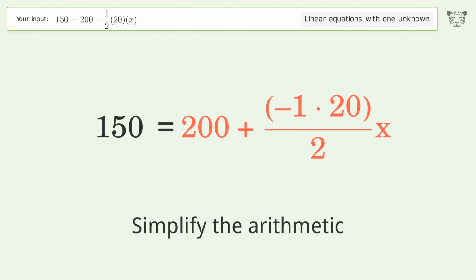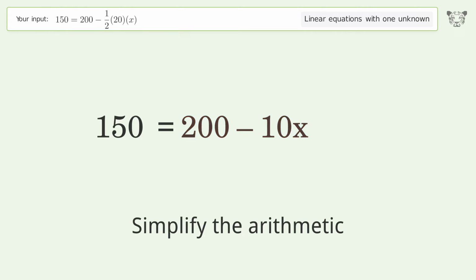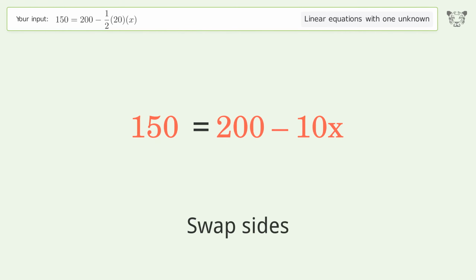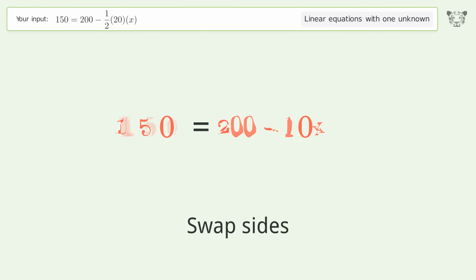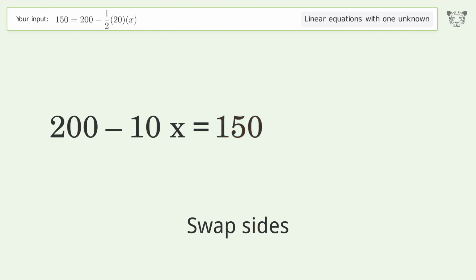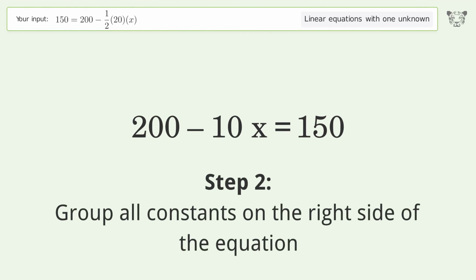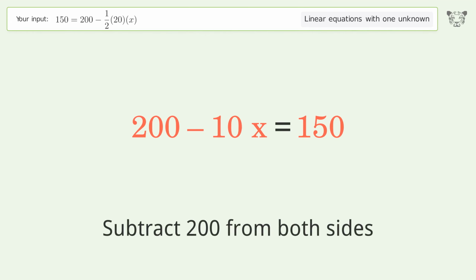Simplify the arithmetic. Swap sides. Group all constants on the right side of the equation. Subtract 200 from both sides.